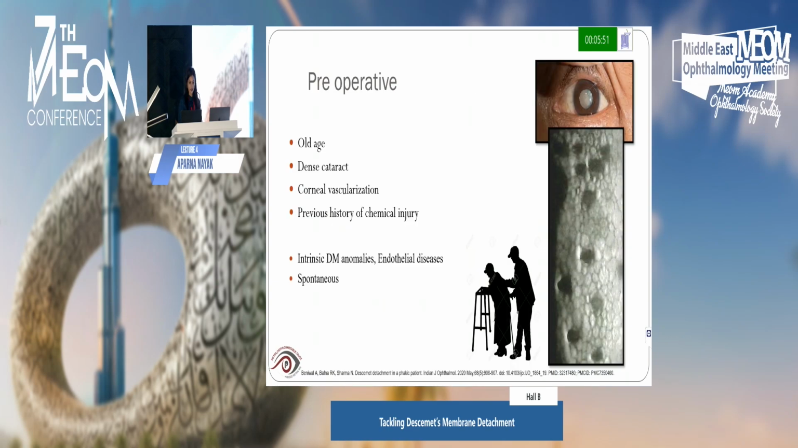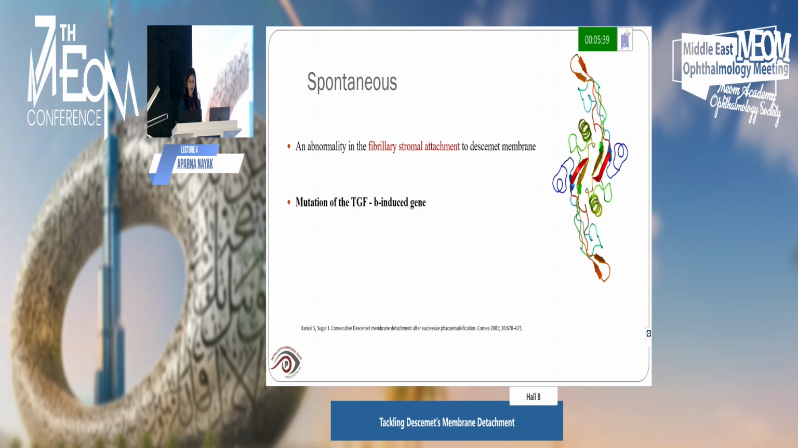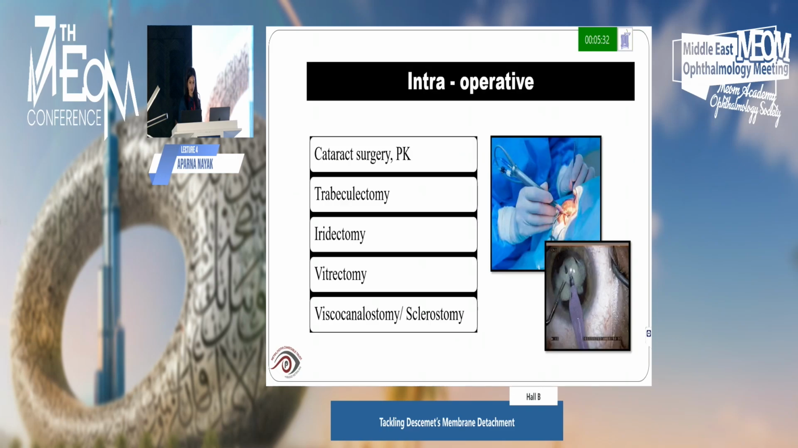Preoperative risk factors are old age, dense cataract, corneal vascularization if there is any previous history of chemical injury, and also intrinsic DM anomalies and endothelial diseases. Spontaneous cases could be because of abnormality in the fibrillary stromal attachment to the Descemet membrane due to mutation in the TGF-beta gene.